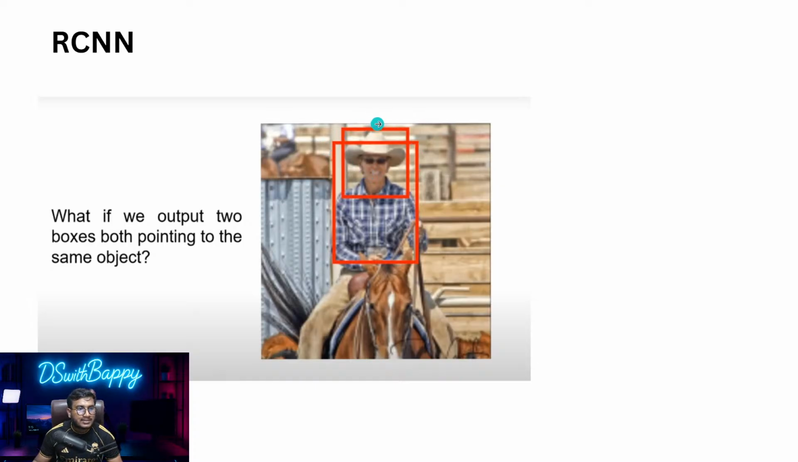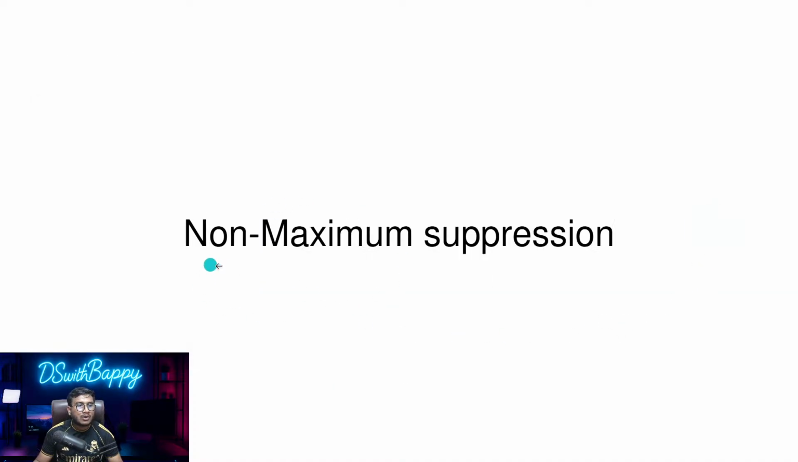Let's say the small one is the first and the big one is the second. As per our understanding as a human, which one would you consider? The big one, right? But how will my model understand that this big box is the correct one? For this, it will use something called non-maximum suppression. There is a concept called non-maximum suppression in object detection.